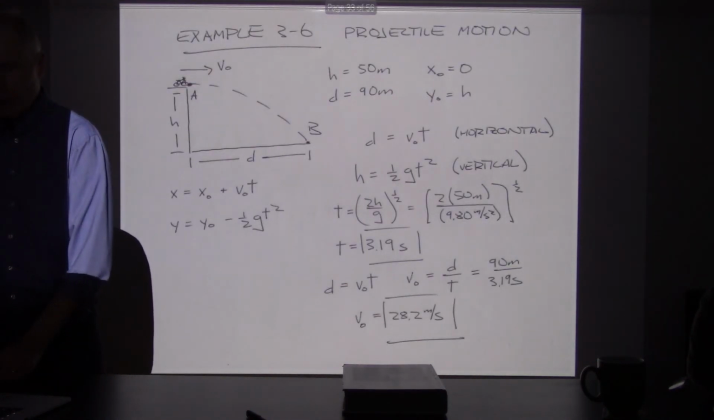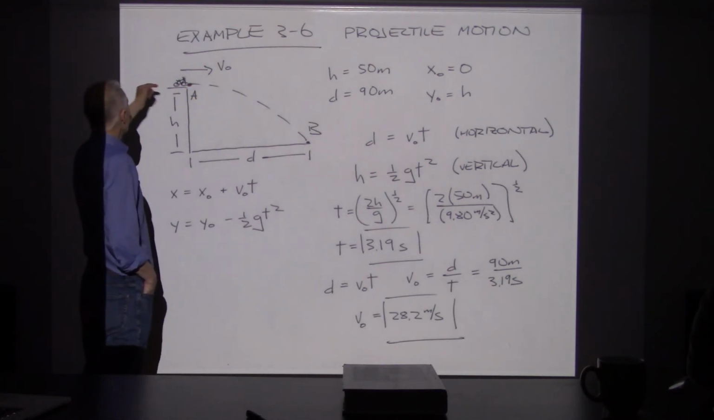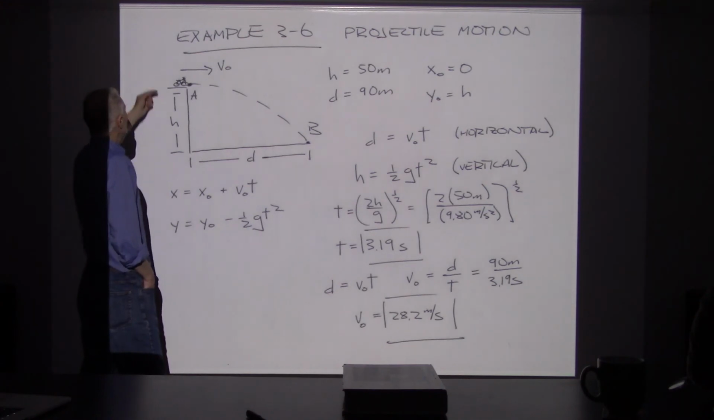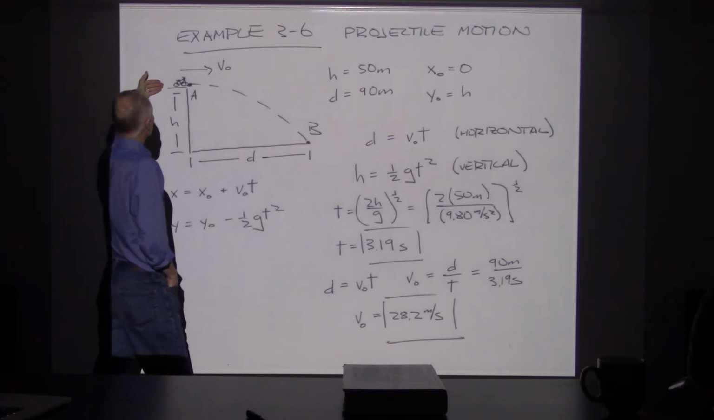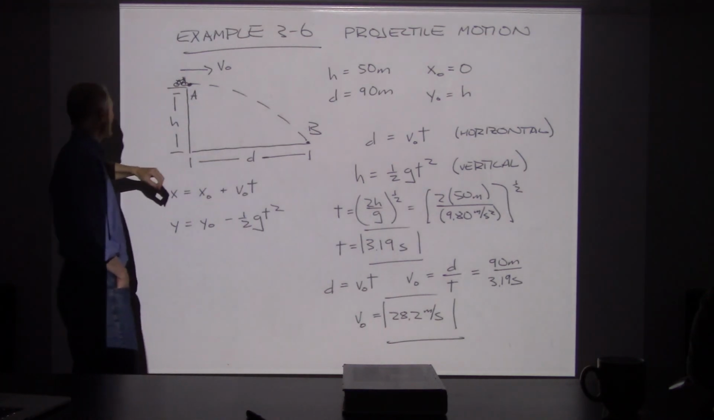So here we go. Projectile motion example. Here, it looks like a bicycle. I guess I can't draw motorcycles, I can only draw bicycles. So this person has to ride their bicycle really fast, enough that they can travel 90 meters before they impact.